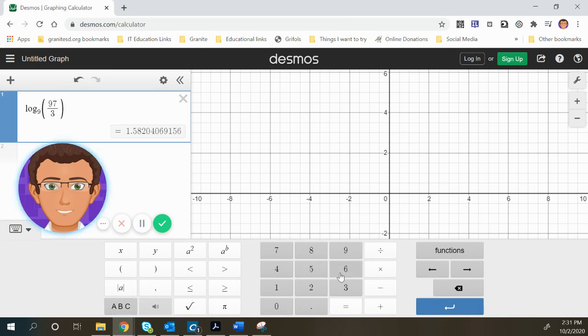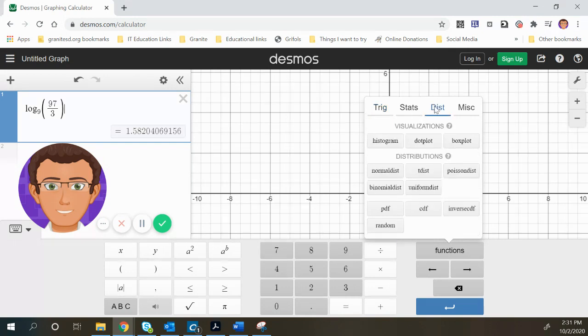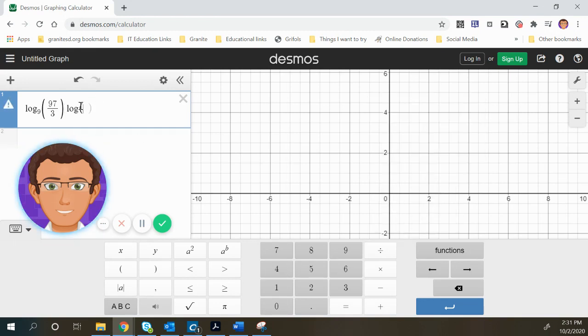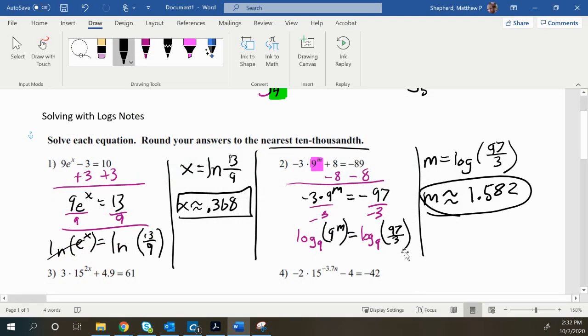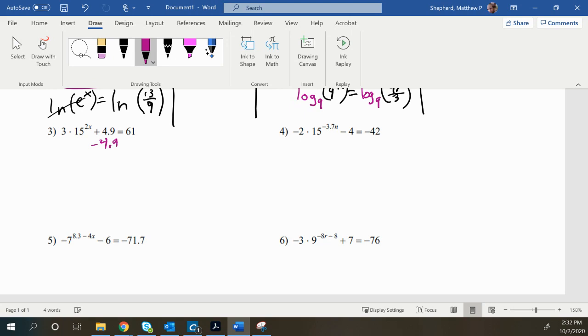Or you can click up from here. We've got functions, and you've got all of these, and there's the log. But even in using that, notice we're going to need to insert that base anyways. All right. We see a plus 4.9, so let's subtract 4.9 from both sides.